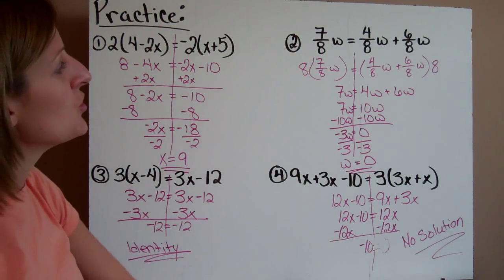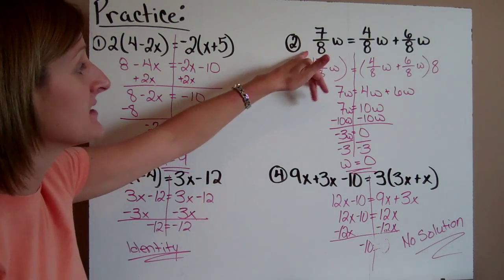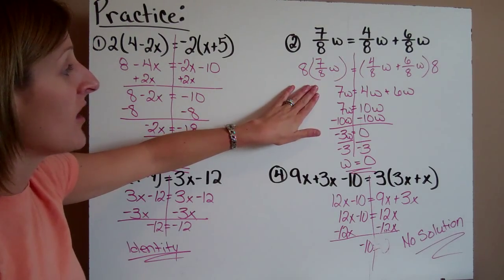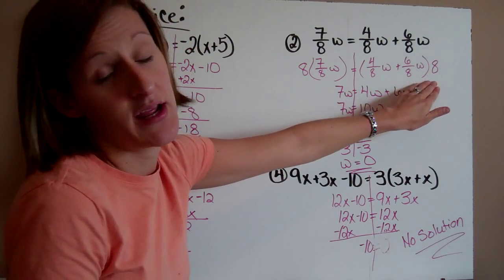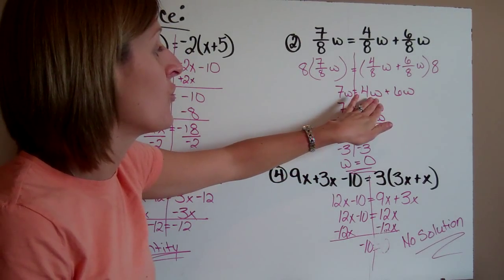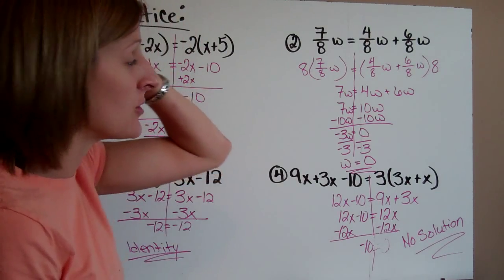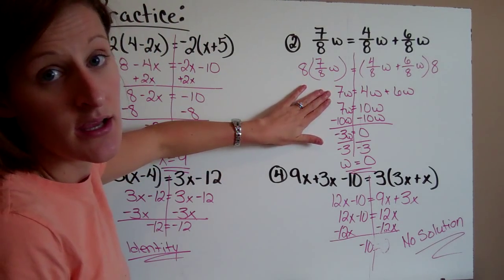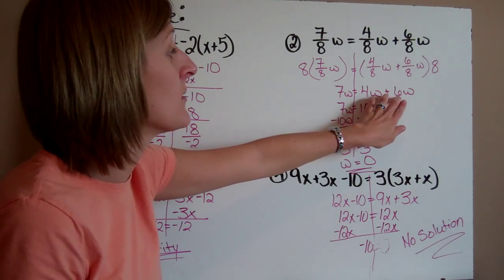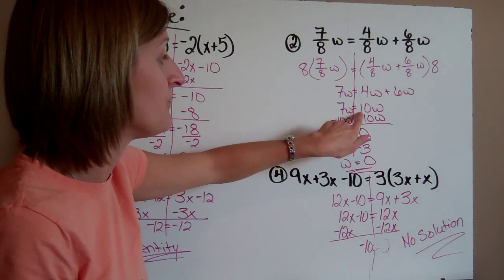Now number 2, we have all fractions. Now luckily they all have the same denominator, 8. So all I have to do is multiply the left-hand side by 8 and the right-hand side by 8. That leaves me with 7w equals 4w plus 6w. Alright, now I need to combine like terms. The left side is fine, we don't need to do anything there, but this right side I have 4w and 6w. I'm going to add them together, and I get 10w.